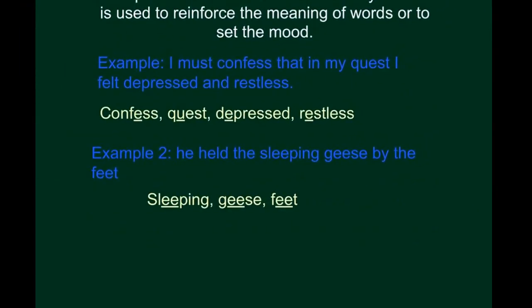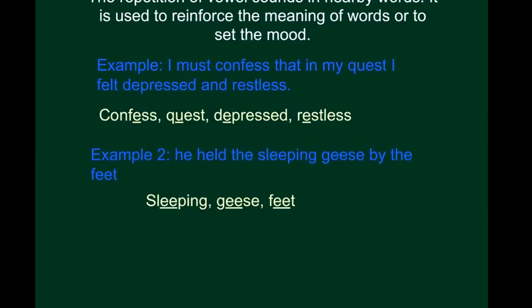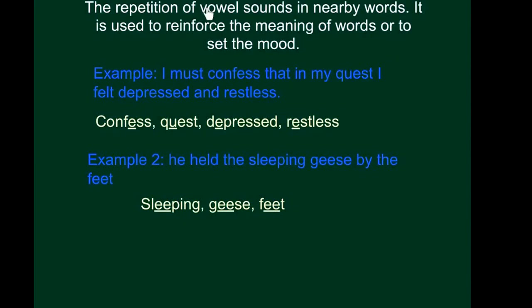All right, here's one that we probably haven't looked at that much so far, and that's the idea of assonance. Now, assonance is not the repetition of the initial sounds, it's the repetition of the vowel sounds in nearby words. So it could be the EA sound or the double O sound, and it's usually used to reinforce the meanings of words or to set the mood. For example, I must confess that in my quest I felt depressed and restless. Now, they don't all rhyme, quest and confess and depressed and restless. However, the vowel sound is repeated, which does give you this idea about the mood as well.